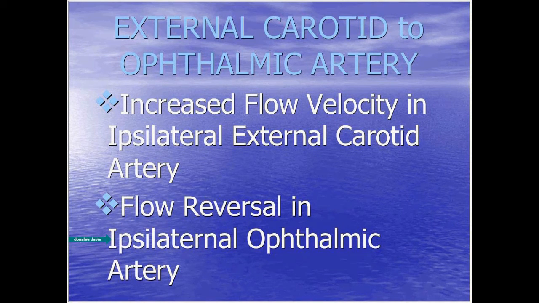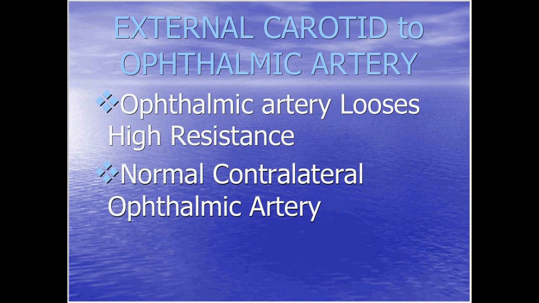The ophthalmic artery, instead of looking like a baby external, will now look like an internal or a middle cerebral artery. It'll look like that. It'll look like a siphon, and it's going the wrong direction. Okay, it's not coming towards the probe. The ophthalmic artery loses that high resistance. On the other side, you're going to have a normal contralateral ophthalmic artery, so it looks normal.